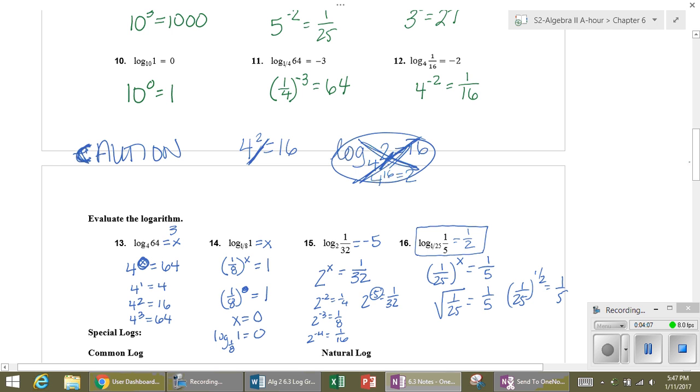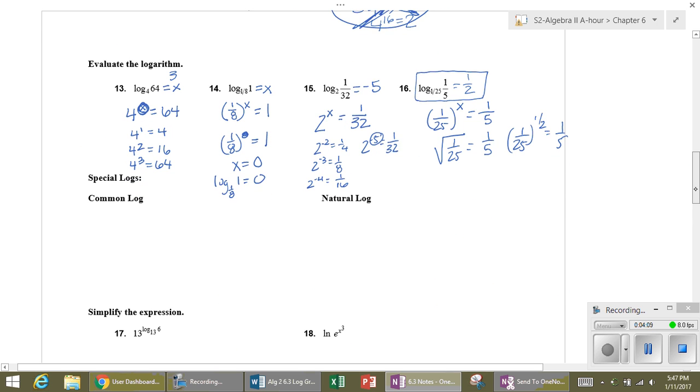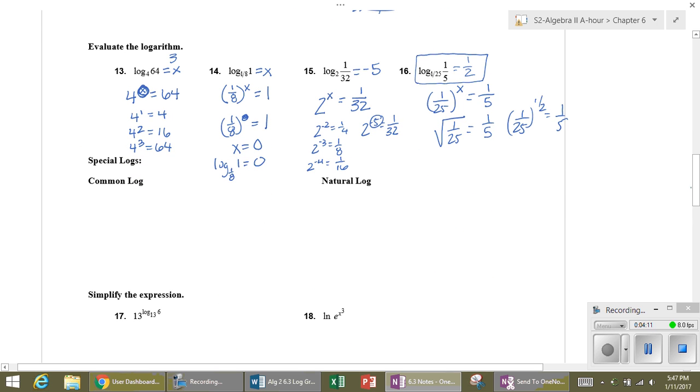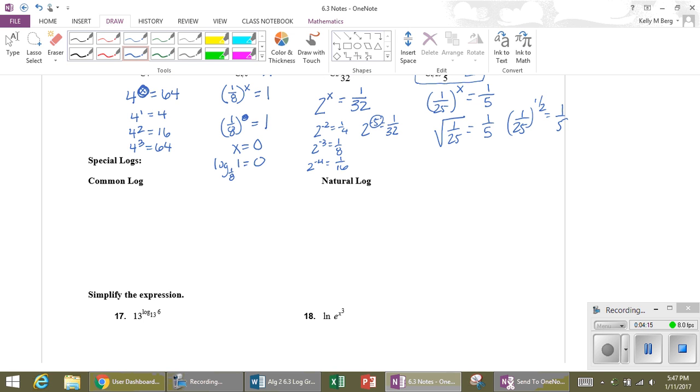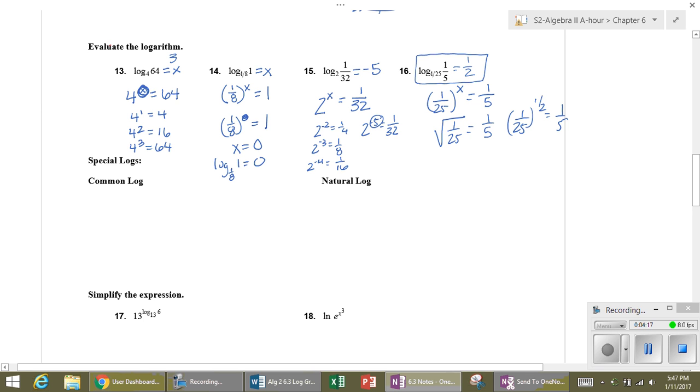So that's how you evaluate without using a calculator. And why is it important that we can evaluate without using a calculator? Well, because your calculator only has 2 kinds of logs that it can use. It has a common log and it has a natural log. Common log is a log with a base 10. So it has a base of 10. And we write common log as just plain old log.